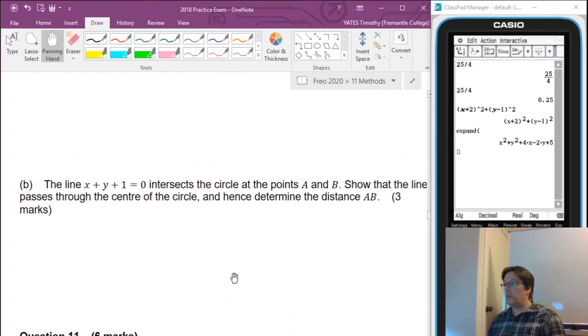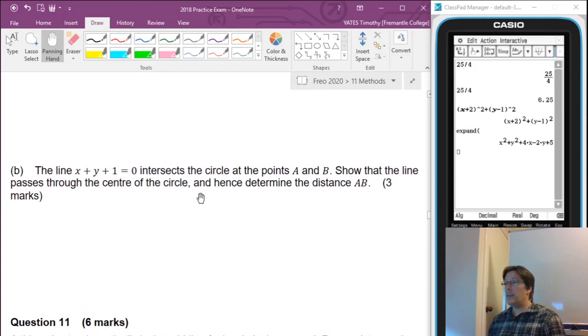so next up, the line x plus y plus 1 equals 0 intersects the circle at points A and B. Show that line passes through the center of the circle and hence determine the distance AB. Let's just line this up. So we've got the 3 marks over there. So first, what line is this? It is the line y equals negative x take 1.